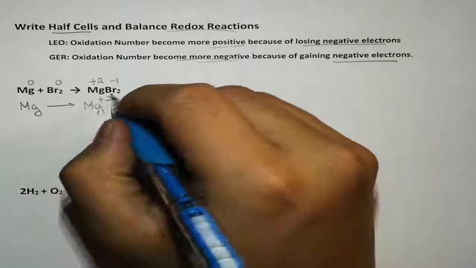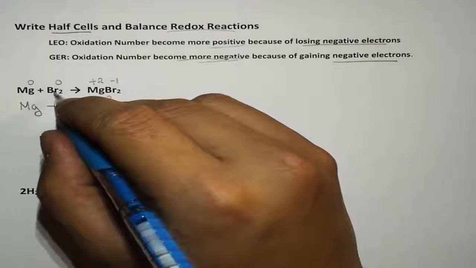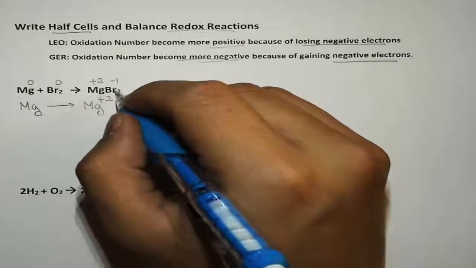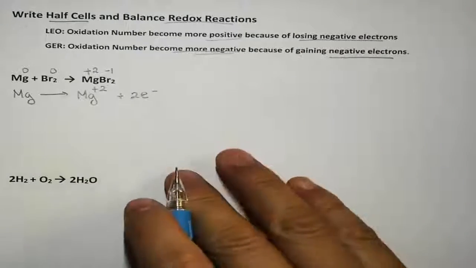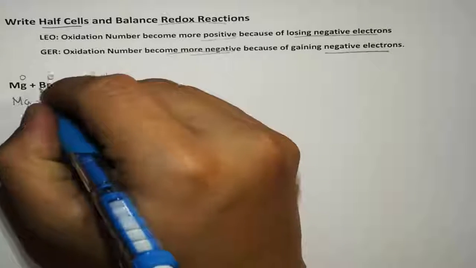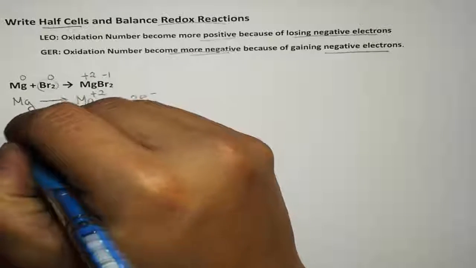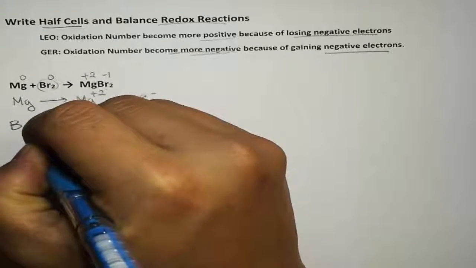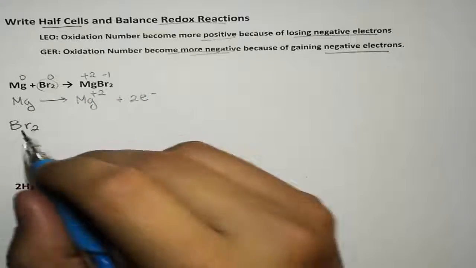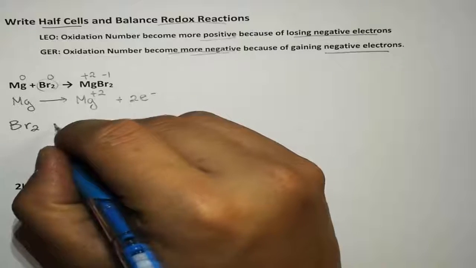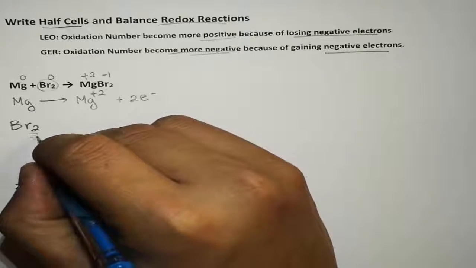And then we have bromine. In this case, bromine starts with 0 and all of a sudden becomes -1. That means it has gained the negative electron, so that's reduction. So of course we're going to have Br. Notice how there are 2 Br, so that's very important because now 2 Br is involved in this reaction. So when we do that, we have to take account of the 2 Br.